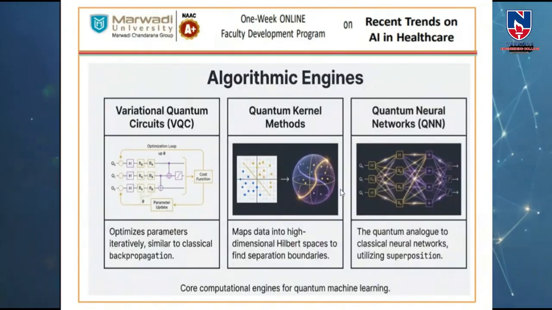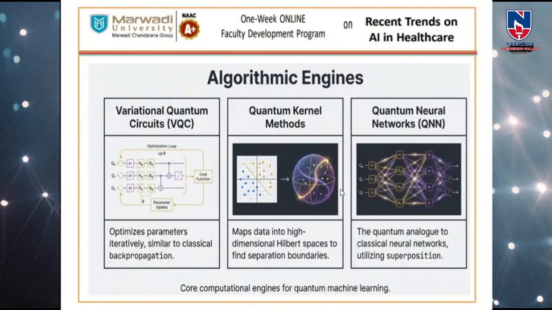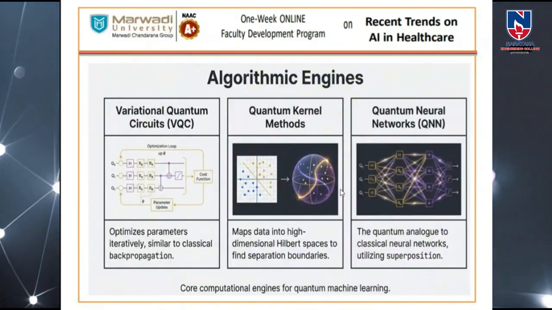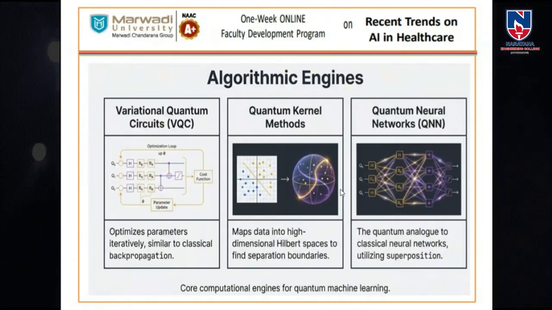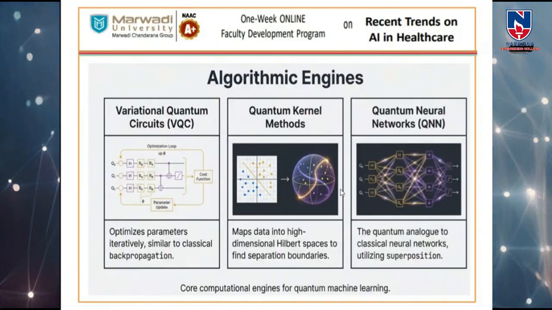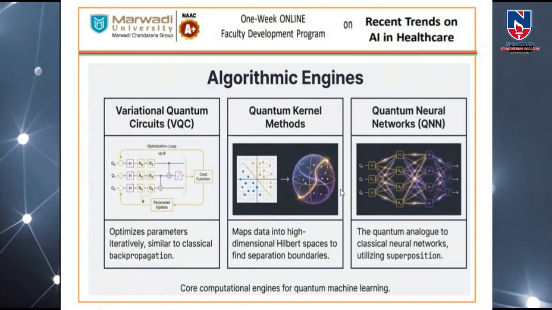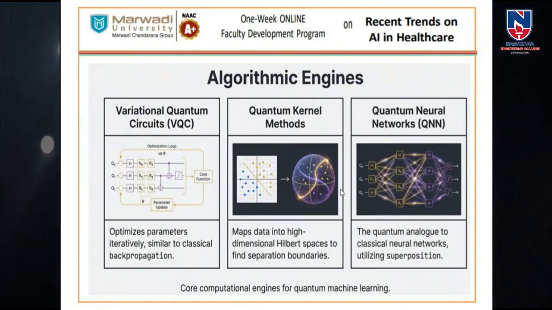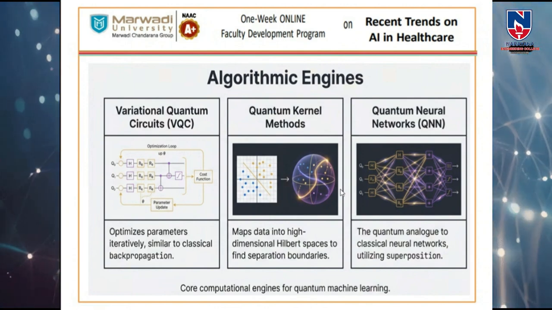VQCs are the most practical approach in the NISQ era and form the backbone of hybrid models, because with fewer qubits we are able to model the system. That means you can optimize the parameters, and the number of iterations needed will come down.